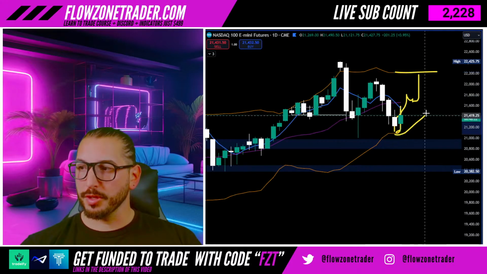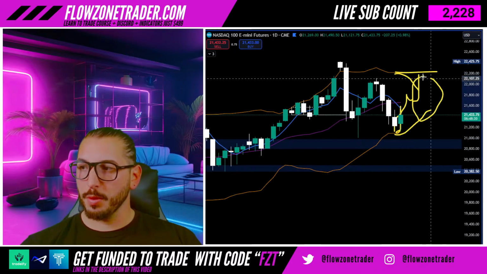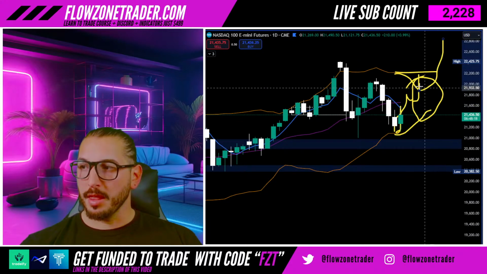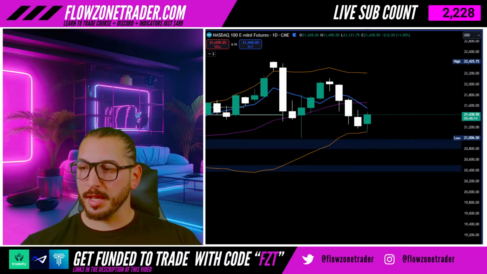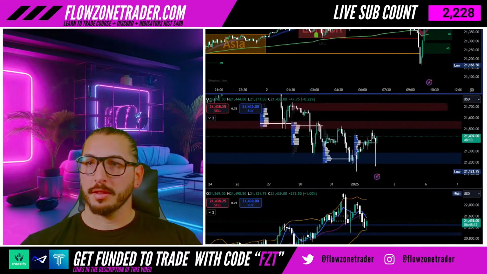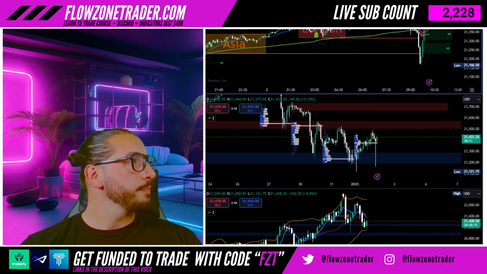Notice the bolls are starting to tighten. This is where you get squeeze events, either upside or downside squeeze events, once the bolls start to tighten. That is because we are building higher time frame liquidity.